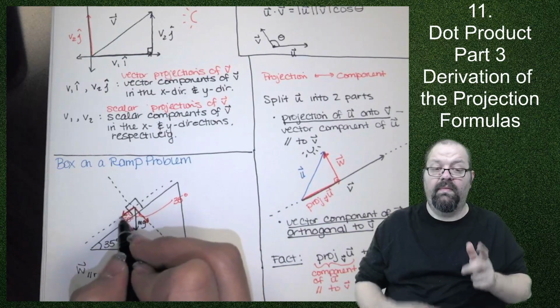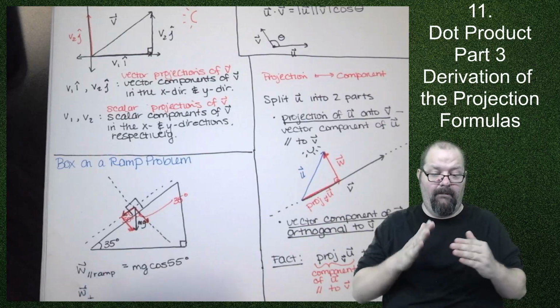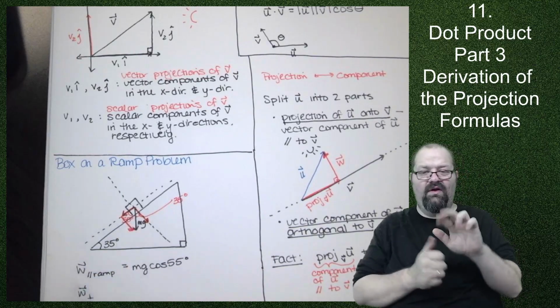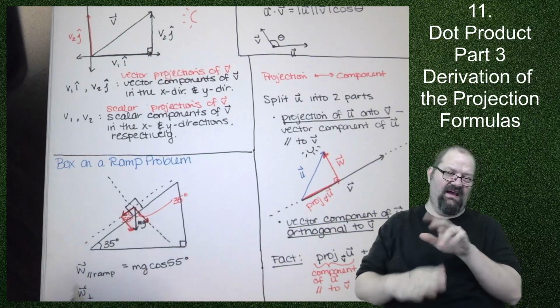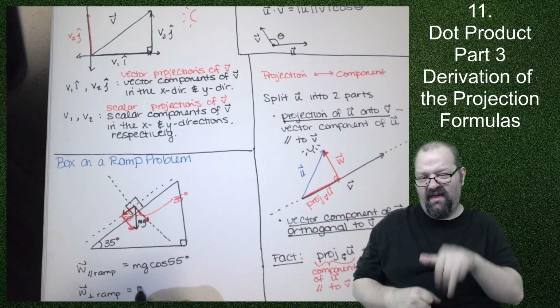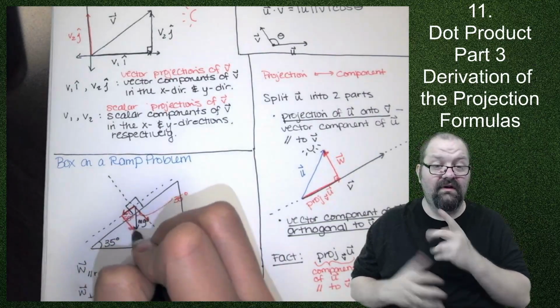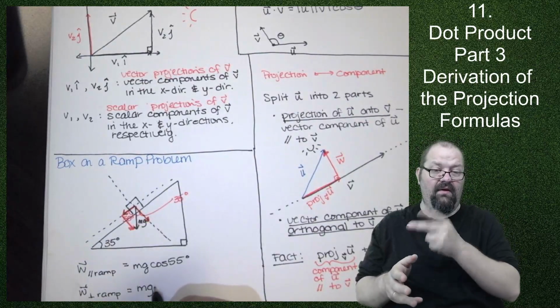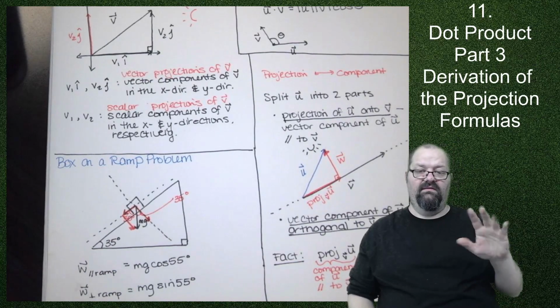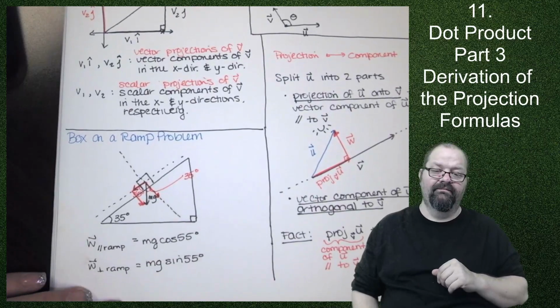And then the part that is perpendicular to the ramp, or since we're dealing with a ramp, we might say that this vector is normal to the ramp. That's the magnitude of the hypotenuse, and since it's opposite the 55 in the triangle, we're going to get a sine of 55.